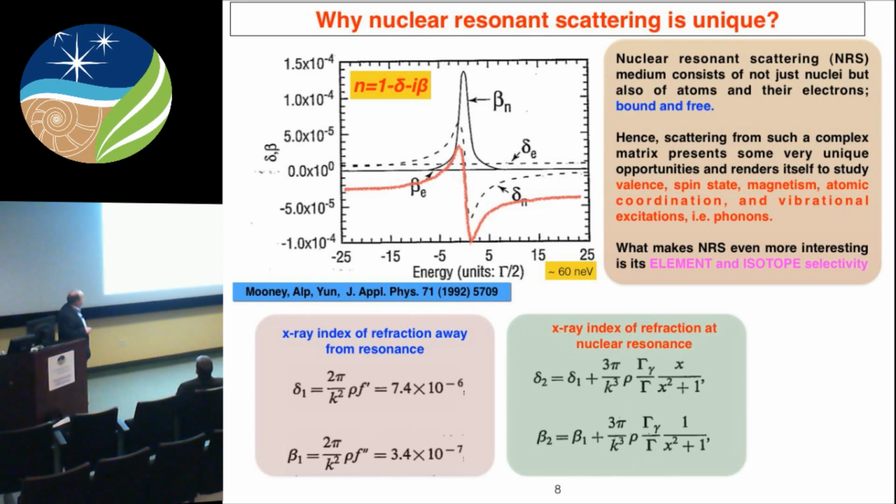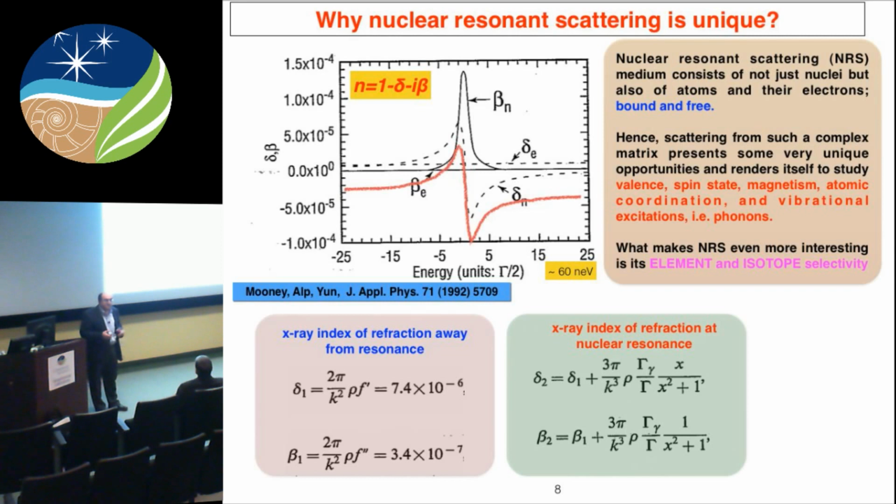isotope selective. So if you have hemoglobin, where there are two iron sites, and you put iron 57 into one versus the other one, you will be able to get information about either one of them at will, which is very unique because it's difficult to do that with other techniques like diffraction or XAFS.